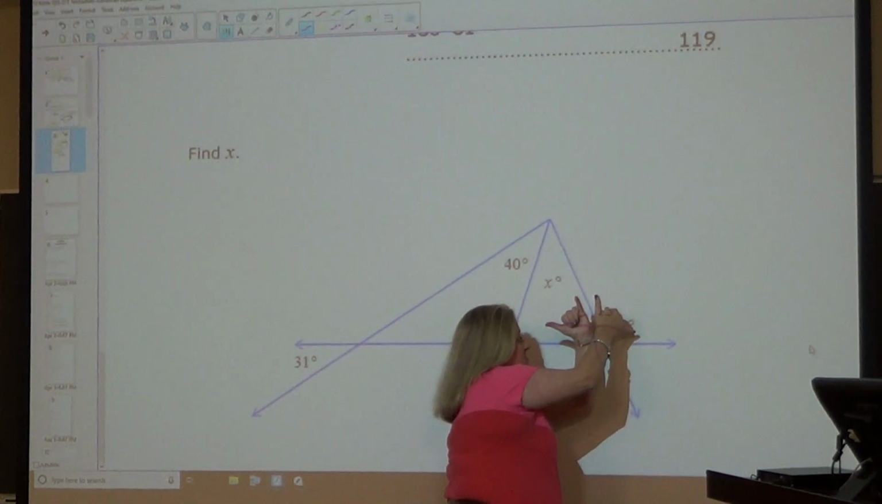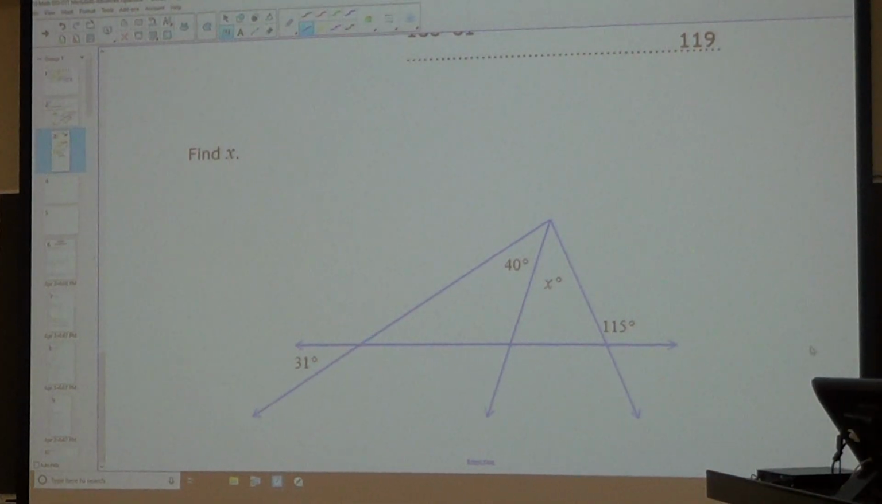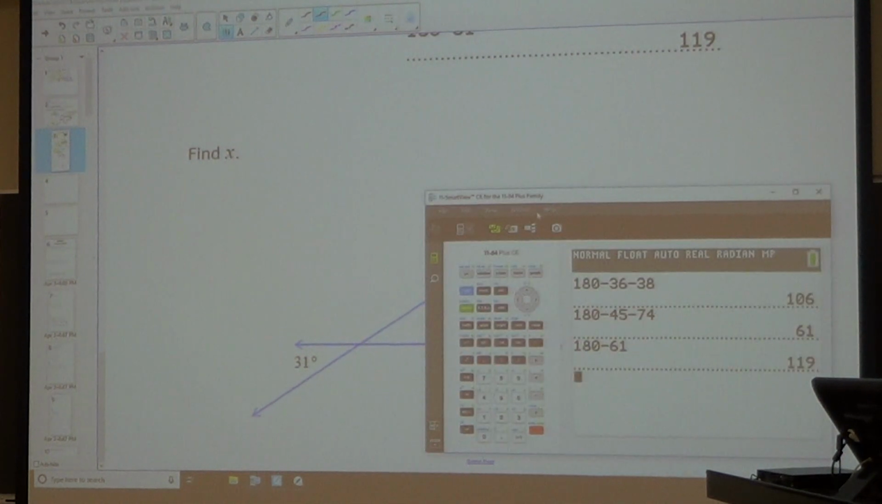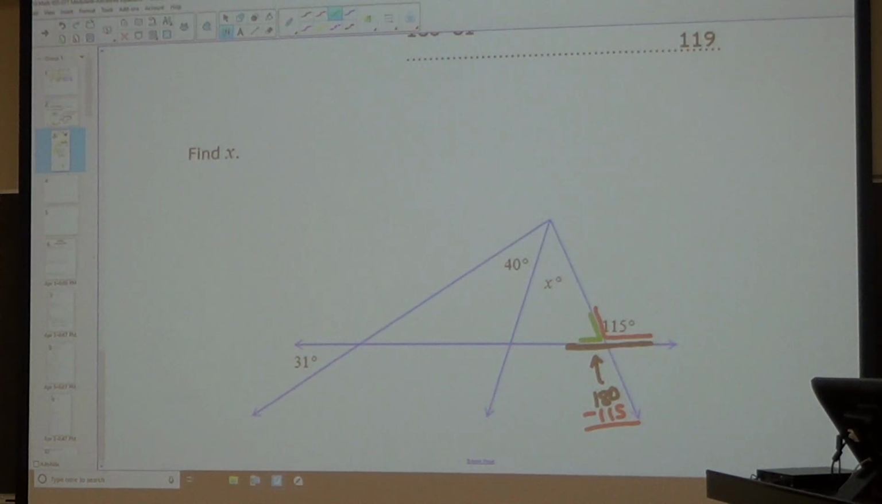Look, the last one was 180. 180. Okay? So, just so that you see, this angle and this angle make a straight line. So I'm going to do 180 minus 115. That's going to give me that my green angle is 65. Now, I can't get any closer to X on that side. I got to go to the other side.